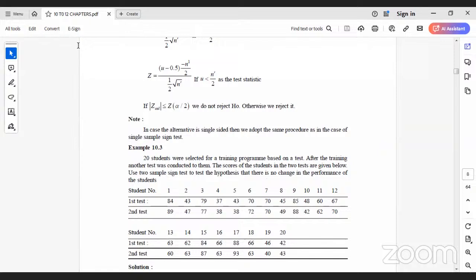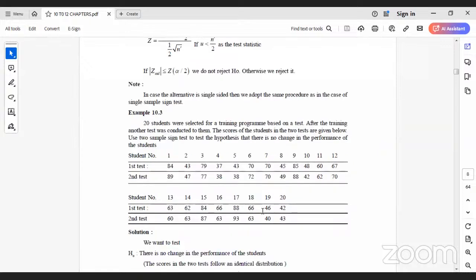Twenty students were selected from a training program based on a test. After training, the test was conducted with them. The scores of the students in the two tests are given below. Use the two-sample sign test to test the hypothesis that there is no change in the performance of the students. Students 1, 2, 3, 4, 5, 6, 7, 8, 9, 10, 11, 12, 13, 14, 15, 16, 17, 18, 19, 20.